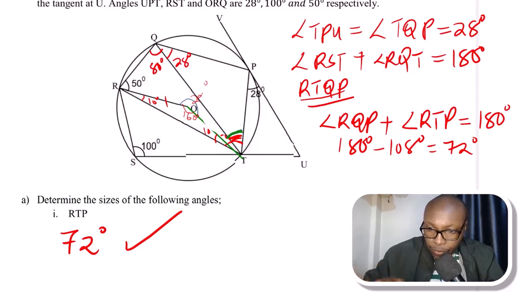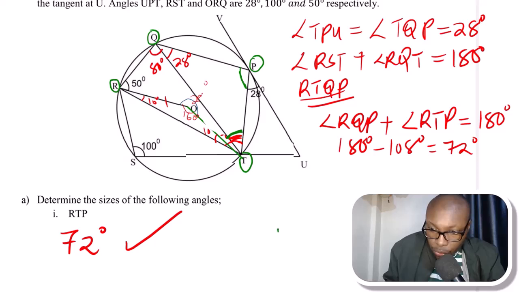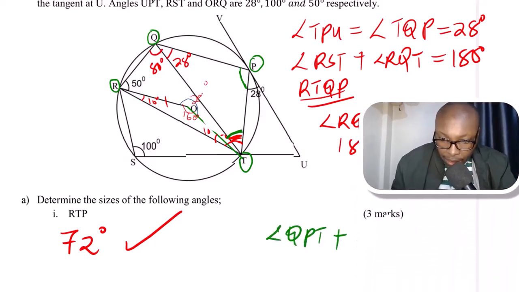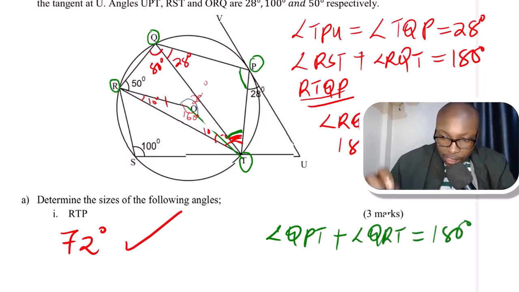This is the angle. So again, I would like you to look at this quadrilateral RQPT. That is another cyclic quadrilateral, and two opposite angles are supposed to add up to 180. So this angle, I'll indicate it here: angle QPT plus the other angle QRT should give 180.